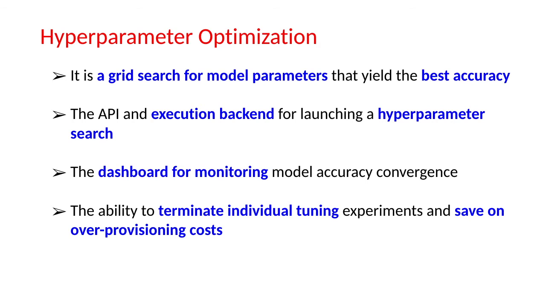The first feature is the API and the execution backend for launching a hyperparameter search. The second one is the dashboard for monitoring model accuracy convergence. And the third one is the ability to terminate individual tuning experiments and save on over-provisioning cost. These are the three main features that Cirrus offers. So these were the basics of the design and implementation done on Cirrus, while understanding the problems that were faced in traditional systems.